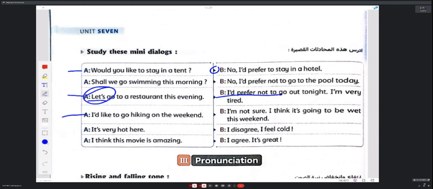Luigi, I'd like to go hiking. I'd like to go hiking on the weekend. I'm not sure. I think it's going to be wet this weekend. It is very hot here. I disagree. I feel cold. I think this movie is amazing. I agree. It's great. All right.